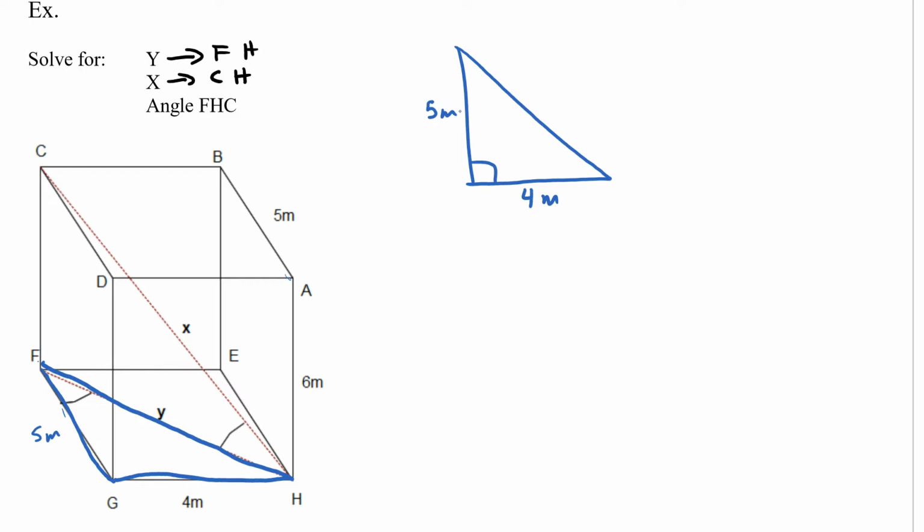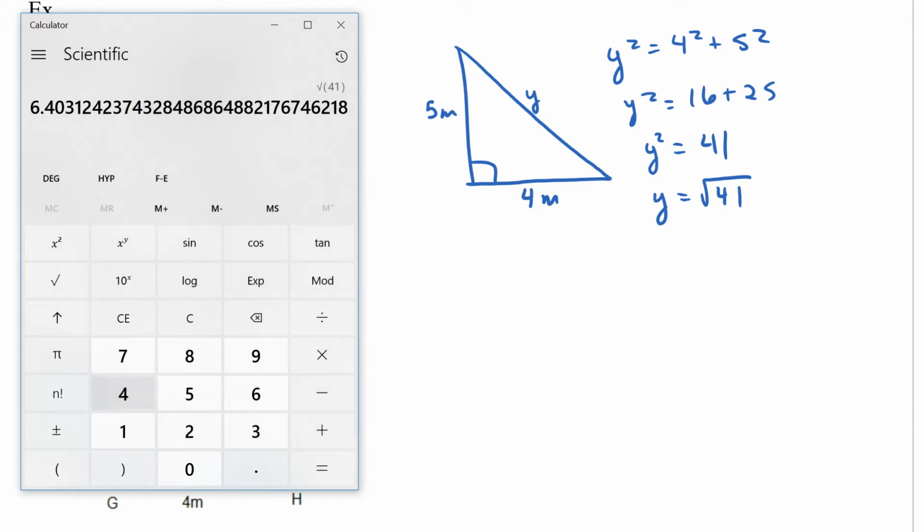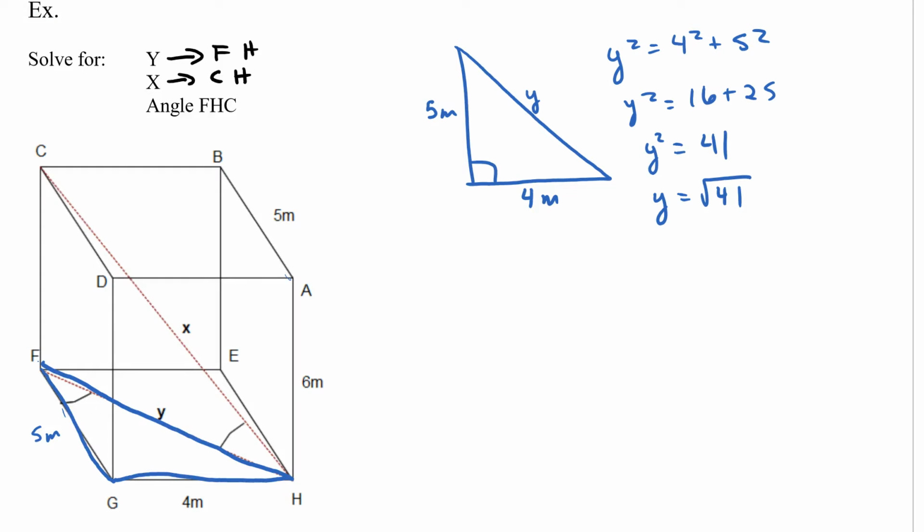Since we've been given two lengths, the easiest way to find y is to use the Pythagorean theorem. So y squared equals 4 squared plus 5 squared. Y squared equals 16 plus 25. Y squared equals 41. So that means the square root of y squared, which is y, equals the square root of 41. I can take out my calculator here and find the square root of 41, and it's 6.4 meters. Okay, so we've figured out y.